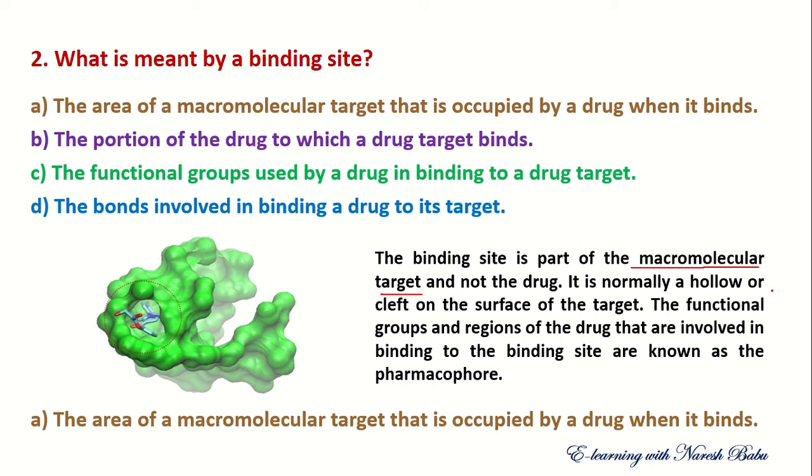It is normally a hollow or a cleft on the surface of the target. The functional groups and regions of the drug that are involved in binding to the binding site are known as the pharmacophore. So what interactions does this drug make in this active site? The interactions forming this structure are what we call the pharmacophore.